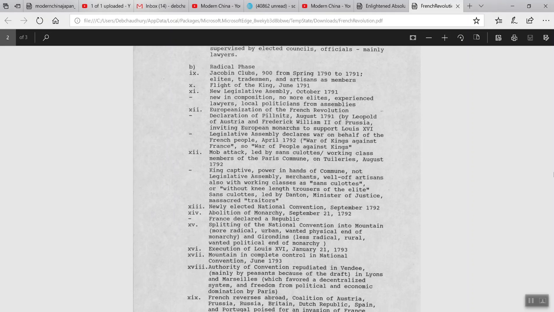Before the National Convention met, the Paris Commune dominated the political scene, led by newly appointed ministers, like the Minister of Justice, Danton. We're looking at, again, number 12, a continuation of 12 and 13.